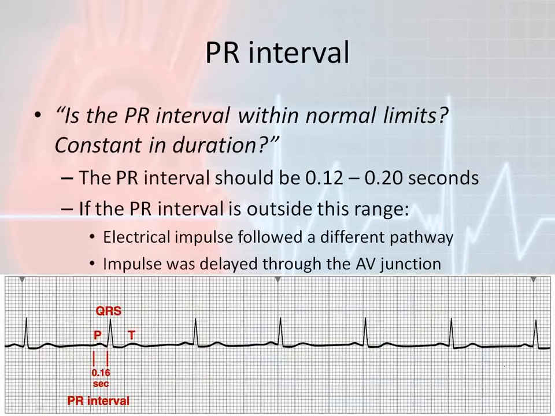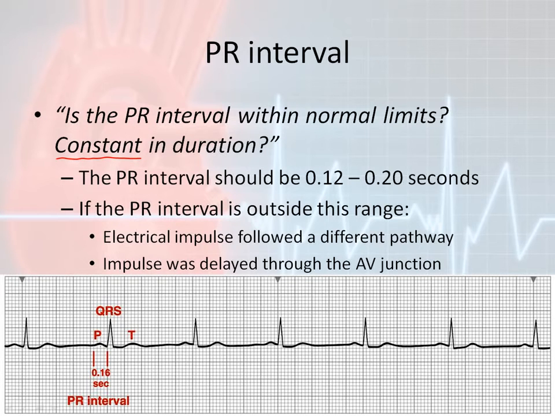Now let's assess the PR interval itself. You want to ask yourself, is the PR interval normal? Does it have normal limits, and is it constant in duration? That's the important thing right now, is it actually constant in duration, because there are going to be rhythms that we're going to look at where the PR interval is not constant, and that goes into part of your rhythm interpretation.